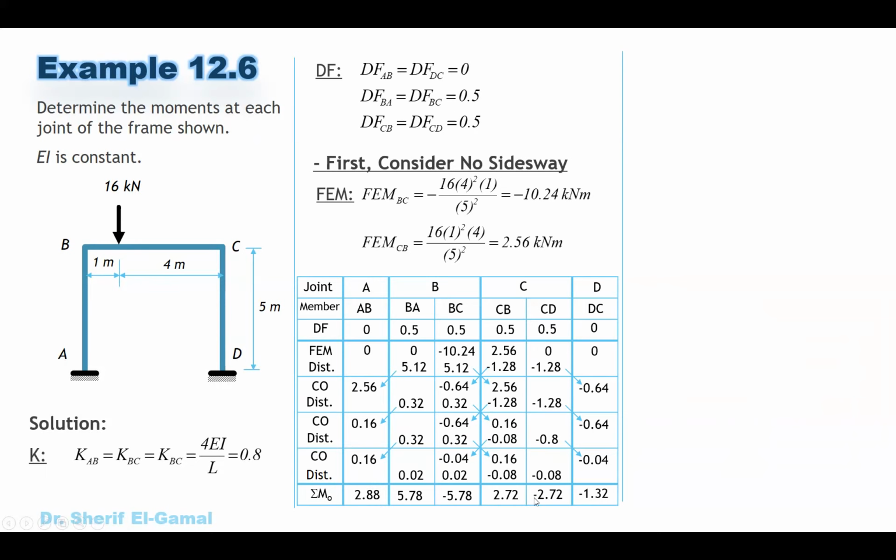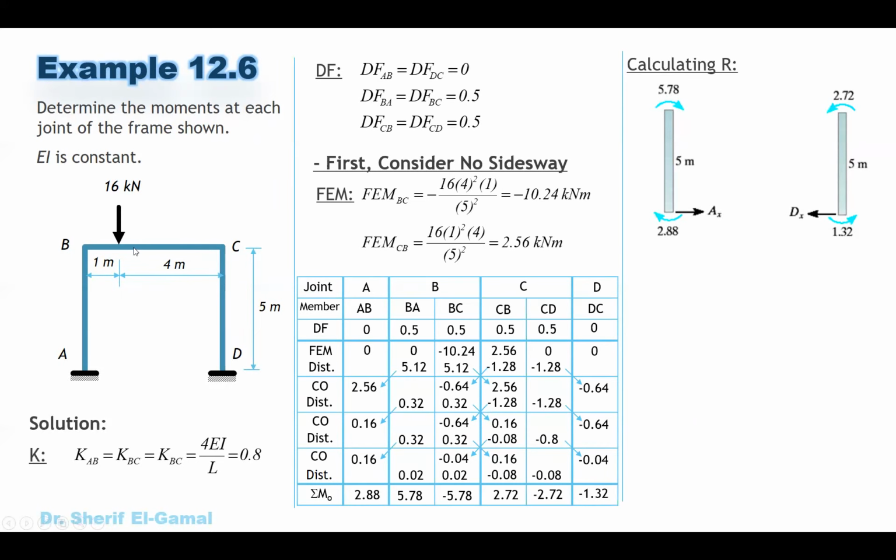This is the first case. We got the moment, but this is not the end. After we got these moments, we called it M sub 0. We have to get the reactions that we assumed. We assumed artificial supports. We have to get the reaction. Let's see how to do that. To do that, to calculate the R0, this is the first column, and this is the second column.